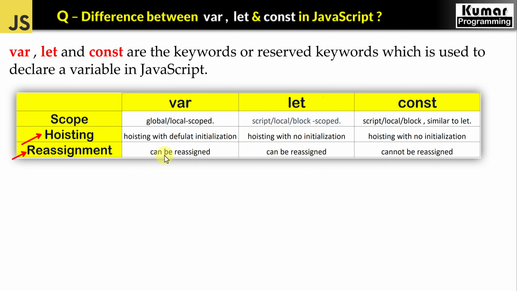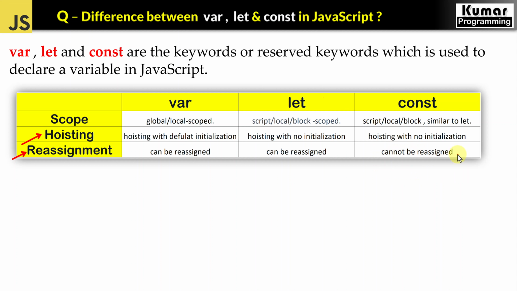Now the third difference is reassignment. A var variable can be declared once and then reassigned as many times as we want. In the case of let also, it can be declared and assigned as many times as we need. However, a const variable is required to be assigned at its declaration only. Whenever we declare any constant variable, we must assign the value right then, and once it is assigned, it cannot be reassigned further. I'll show you all those things in our practical demonstration.